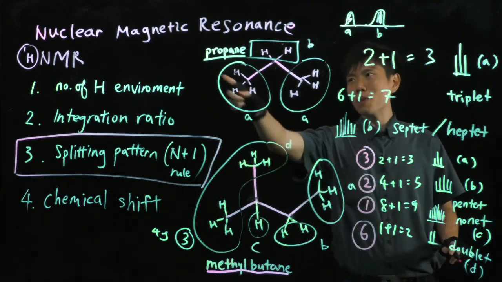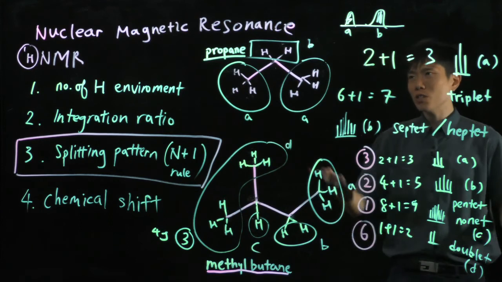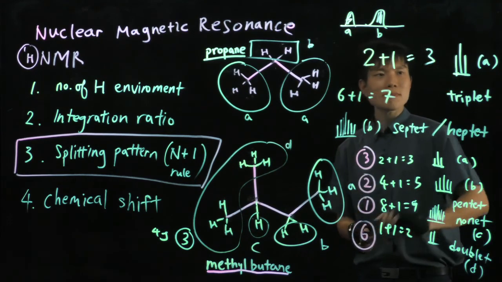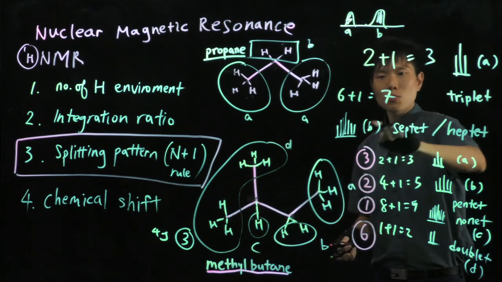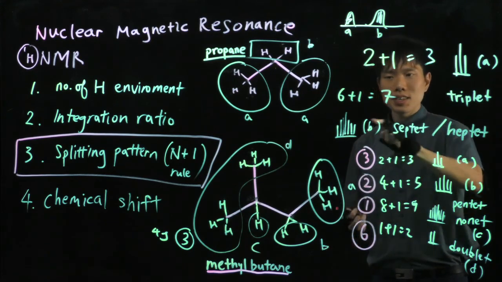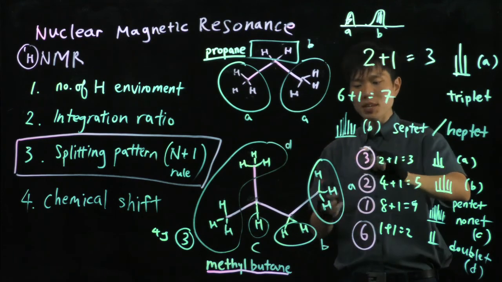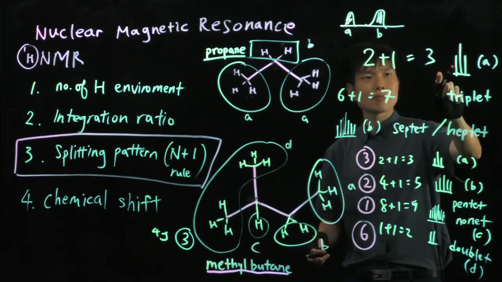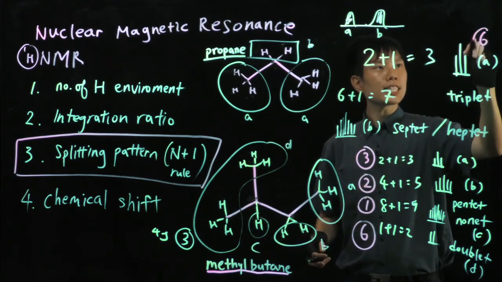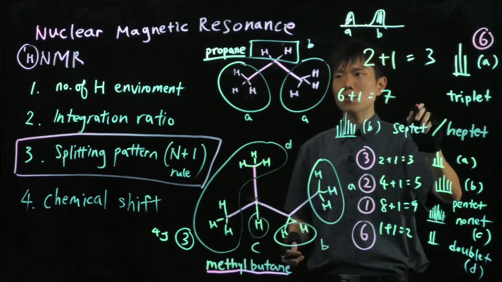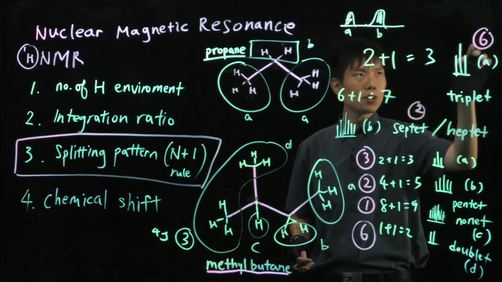So you can predict the NMR spectrum of molecules whose structure you know. Let's finalize by going back to propane. How would the signal look like? We have a triplet, we have a septet. The integration ratio between the triplet and the septet will be 6:2, which means 3:1.